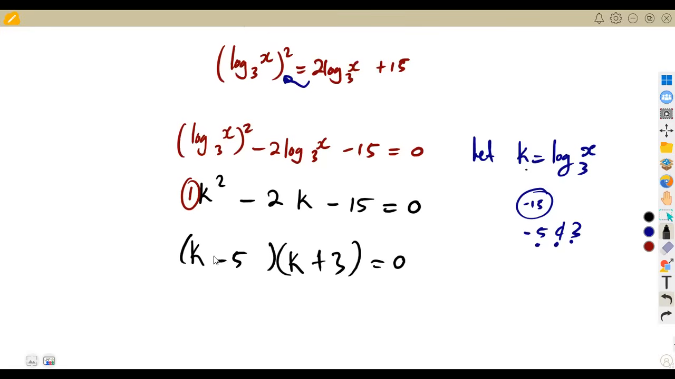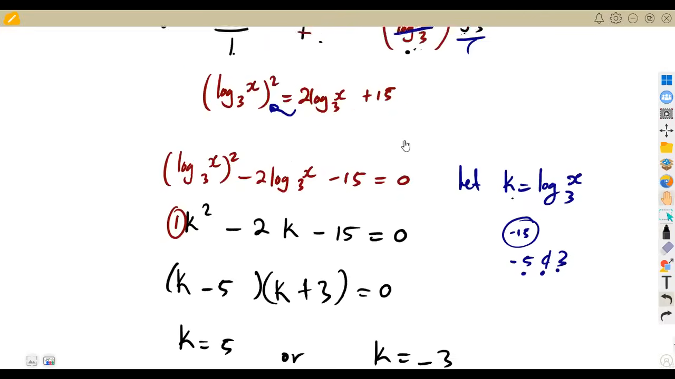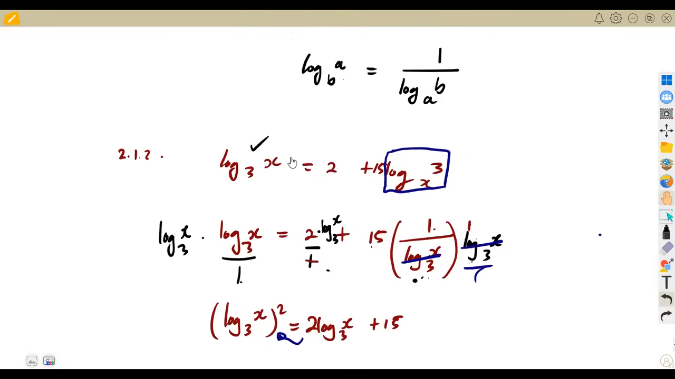All right. From the zero concept, it means one of the brackets must be equal to 0. So k, minus 5 to that side becomes a positive, so k is going to be positive 5, or k is positive 3 to the other side, it will be a negative 3. So we've got two solutions representing k. But remember, this equation is not for k. It was x. We are solving for x, not for k.